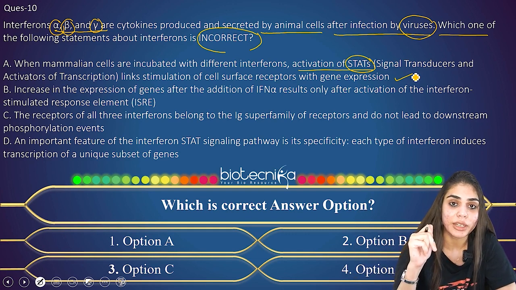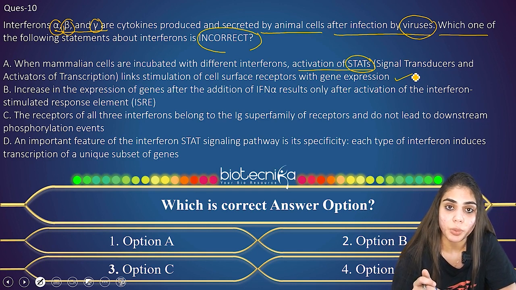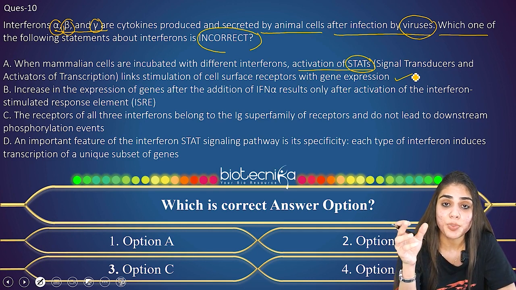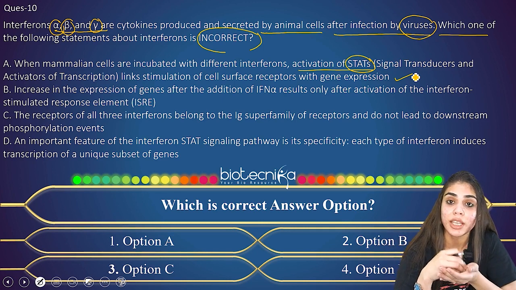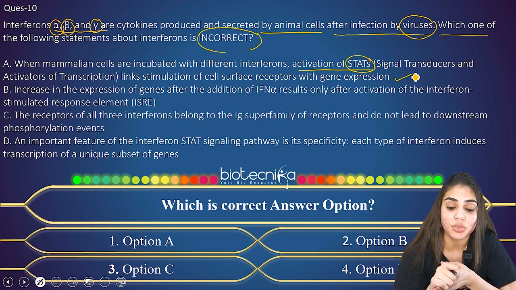So now let's read the next statement, that is option B. Increase in the expression of genes. Whatever genes will be expressed are specific to interferon. So once the interferon binds to the receptor, it will always lead to the expression of genes that are specific to interferon as well.